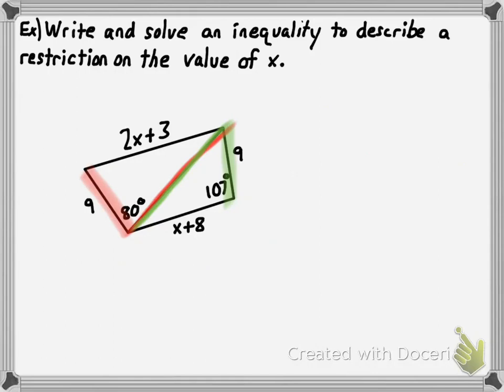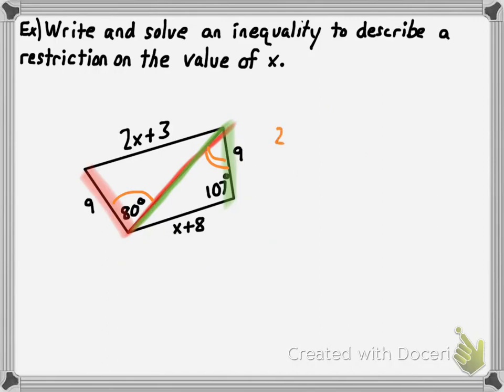Okay, so the hinge angles that we need to compare to see whether the third side of this triangle is larger than the third side of this triangle are this angle and this angle. Now, it would be impossible for us to determine exactly what the measure of this angle is right here with the information that we're given. However, we can conclude that it's not as large as 80 degrees, right? Because if this is 107 degrees, then 80 degrees would put this triangle over 180 degrees. So, it's guaranteed that this hinge angle is smaller than this hinge angle, which means that 2x plus 3 has to be greater than x plus 8.